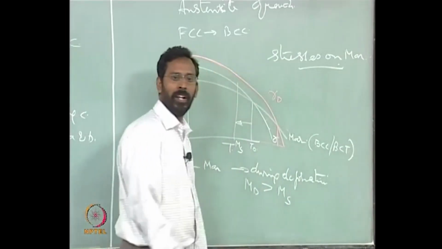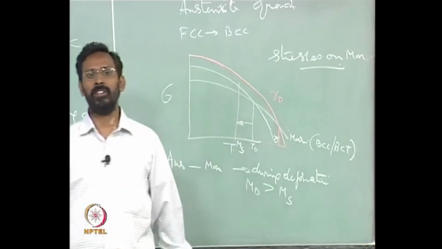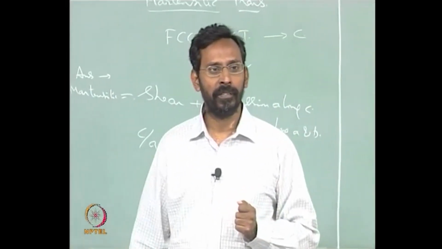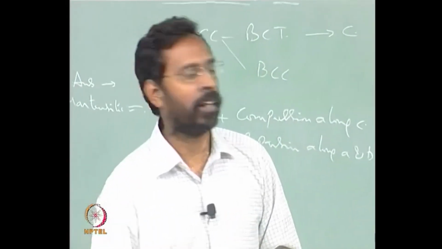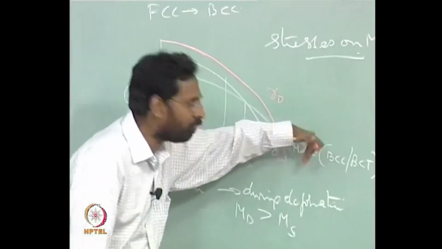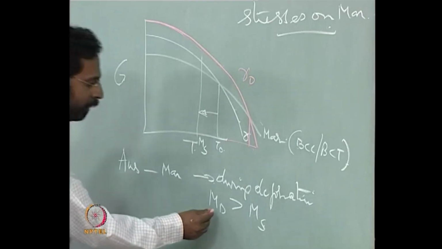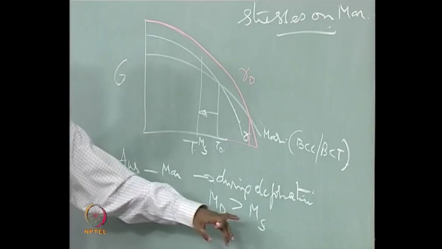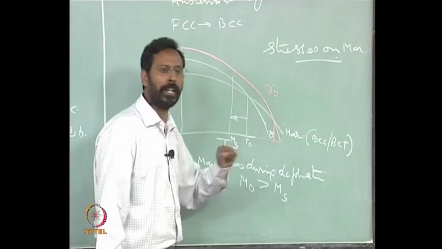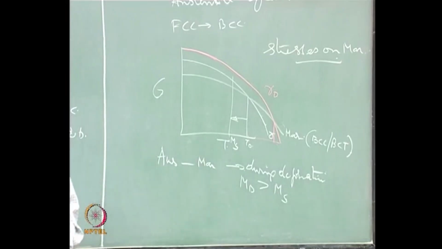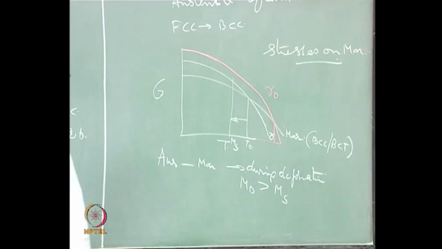Now the intersection has happened at a higher temperature, that means the T naught has shifted to a higher temperature. The austenite would transform to martensite at a higher temperature. If the T naught is shifted to a higher temperature, then obviously the Ms also will shift to a higher temperature. So the austenite transforms to martensite at a higher temperature, which is what we call the Md temperature, when you have deformed. But now how do I understand the other aspect?